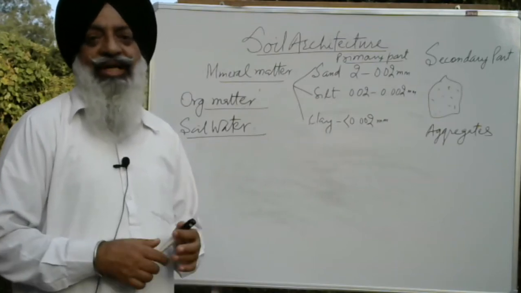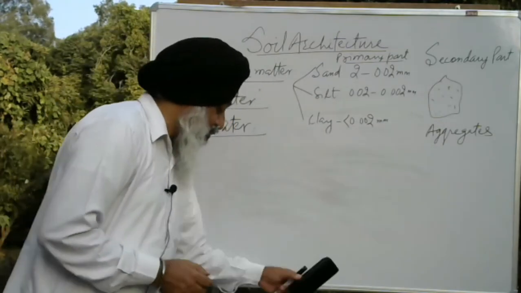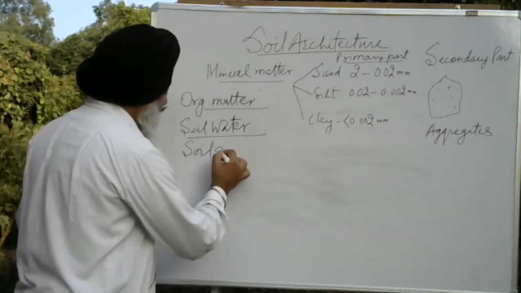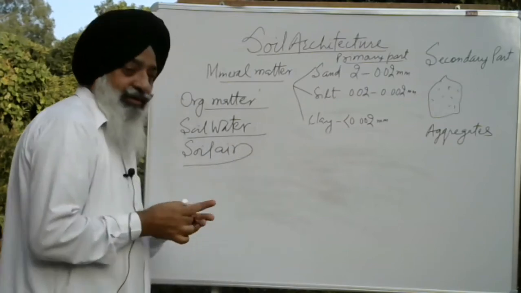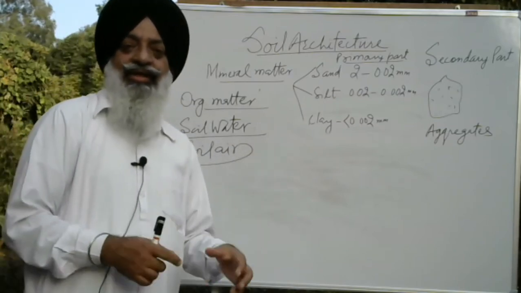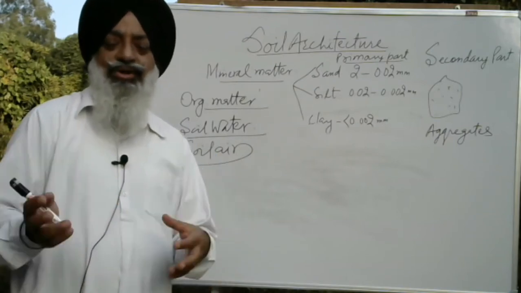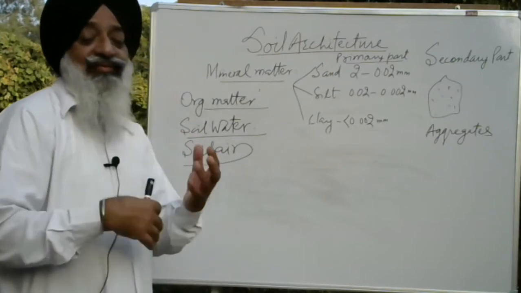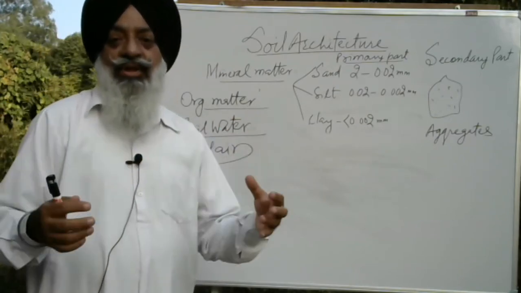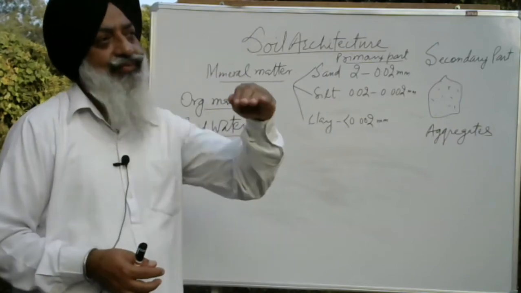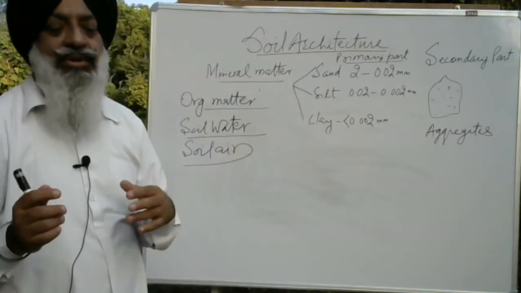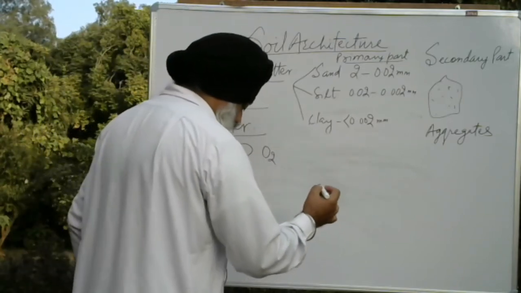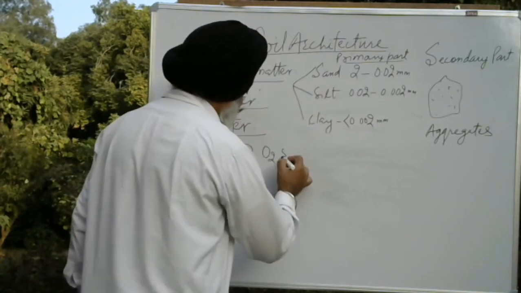Then coming to the last component, that is soil air. Just like atmospheric air, we have soil air. We have oxygen in the soil air, we have carbon dioxide, we have moisture, water vapors, and other gases in the soil air. But the composition is quite variable, and it is different from the atmospheric air composition. For example, the oxygen content in the soil may not be more than 5 to 10%.